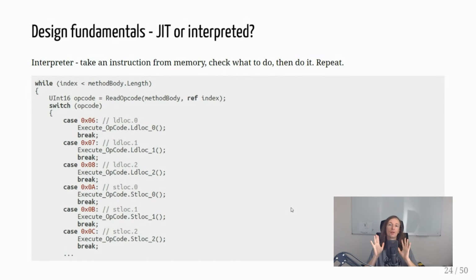Okay, JIT. JIT is the super heart of the runtime because it is the one responsible for taking the IL code of your method and producing something that will be executed. So the very first approach when implementing the runtime, when you have this IL to execute, is to use an interpreter. An interpreter is in fact not a JIT at all, because it is just taking an instruction from memory one by one and interpreting it.